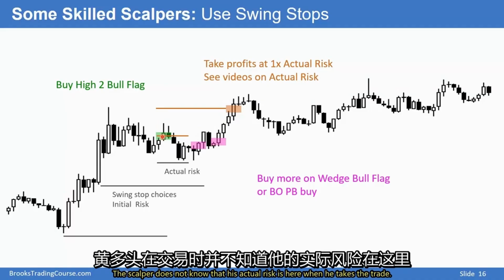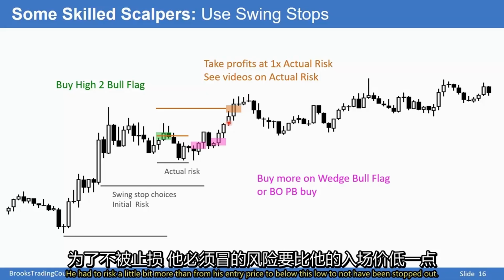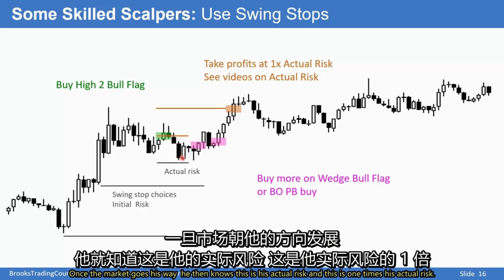The scalper does not know that his actual risk is here when he takes the trade. He knows it when the market starts to go his way. He had to risk a little bit more than from his entry price to below this low to not have been stopped out. Once the market goes his way, he then knows this is his actual risk. And this is 1 times his actual risk.